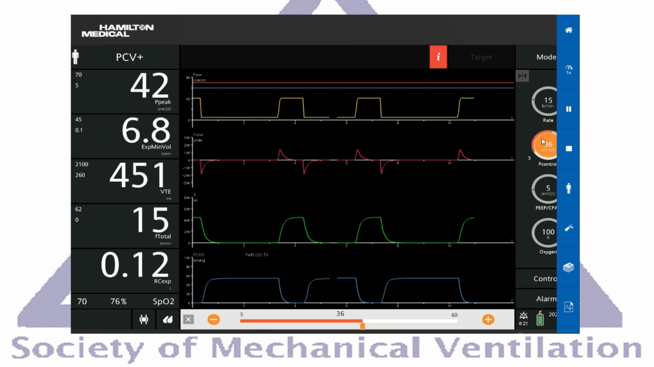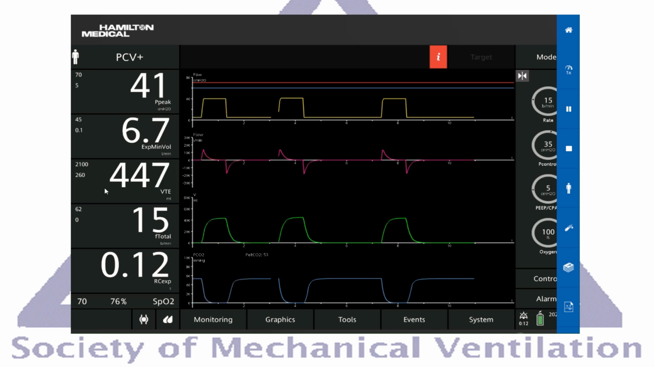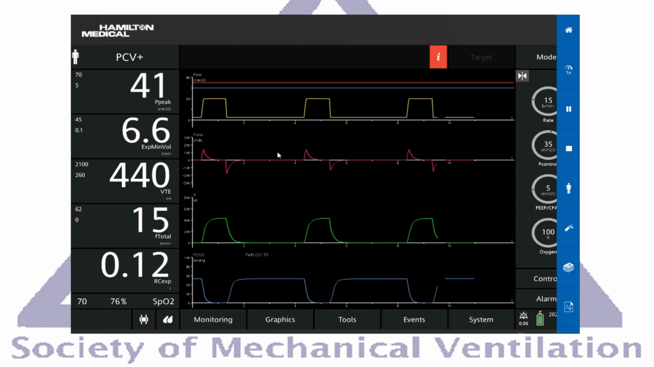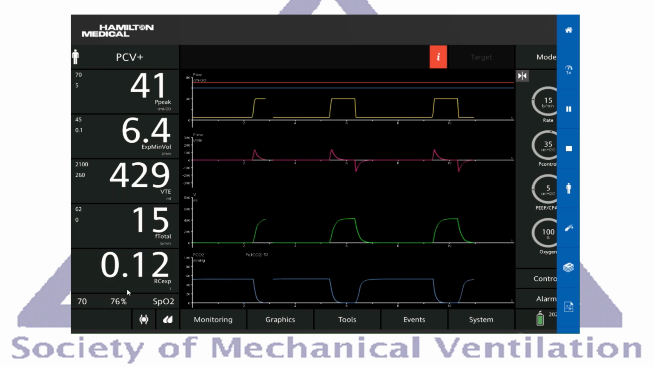Okay, we're still above the 400. In any case, while the ventilator is still trying to get the tidal volume, simply switching the patient to pressure control, even with the same tidal volume, same inspiratory time and respiratory rate, minute ventilation, everything, the mean airway pressure is higher in pressure control, and that by itself will improve the oxygenation a little bit.